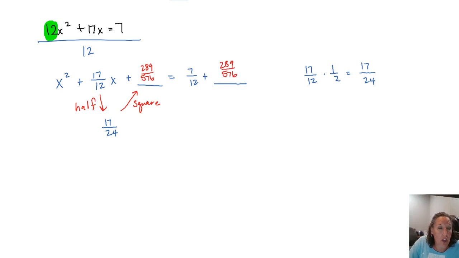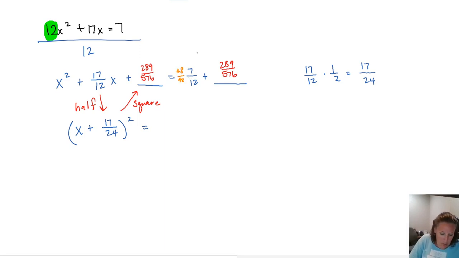And then we are ready to factor that left-hand side. Remember that perfect square trinomial that we created will always factor to our variable, the sign we have on our first term, and then that half quantity squared. On the right-hand side, we do need to get a common denominator. 12 and 576 is going to have a common denominator of 576. So 576 divided by 12 is 48. We're going to multiply top and bottom here by 48 to get that common denominator.